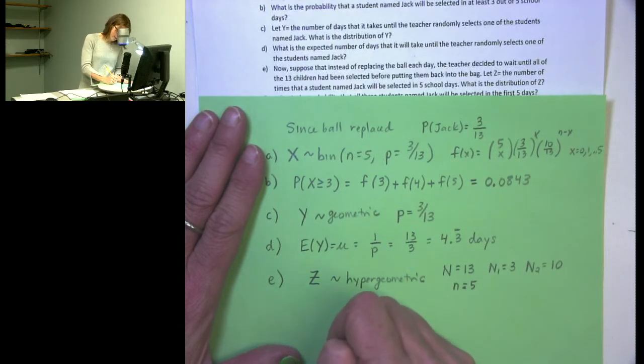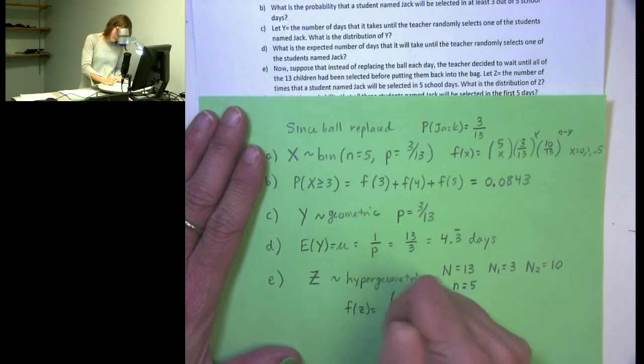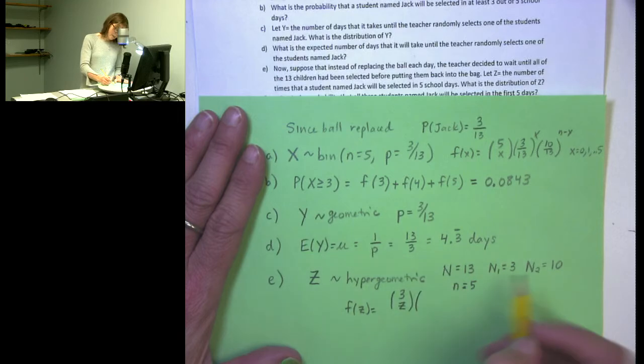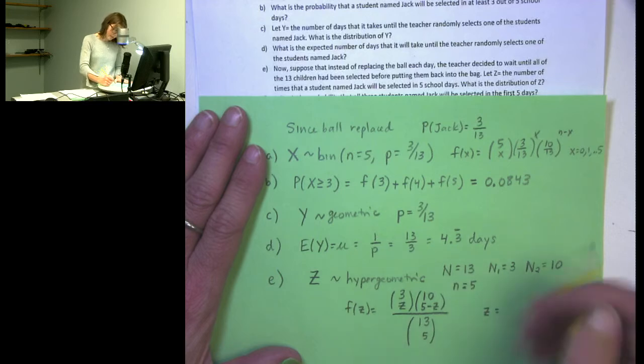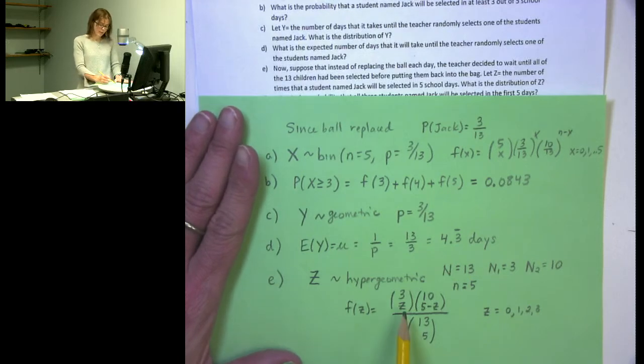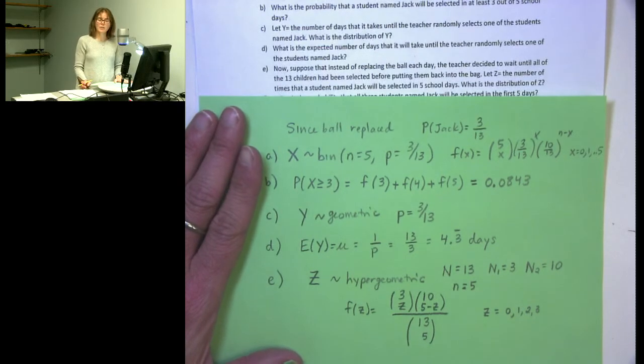And so our distribution function, f of z, is going to be N1, which is 3, choose z, times N2, 10, choose n minus z, divided by capital N, which is 13, choose n, and z can take values 0, 1, 2, or 3 in this situation, because I obviously can't choose more than 3 Jacks when there are only 3 Jacks.